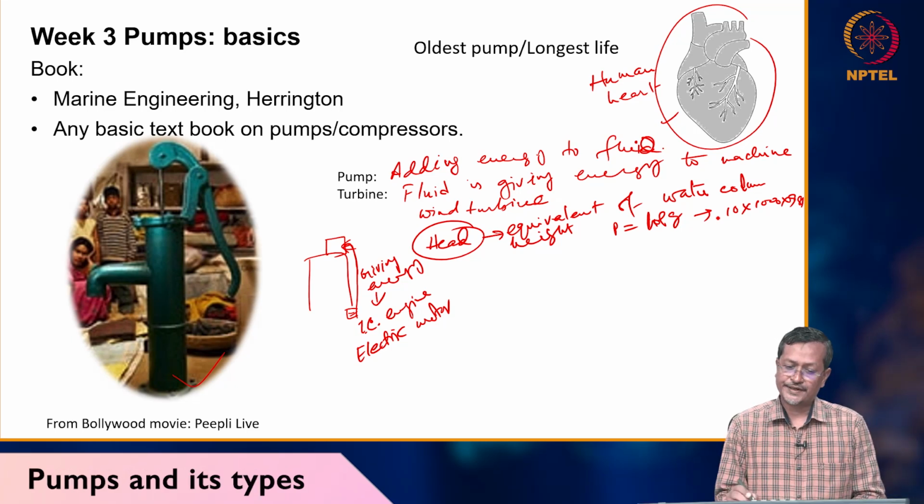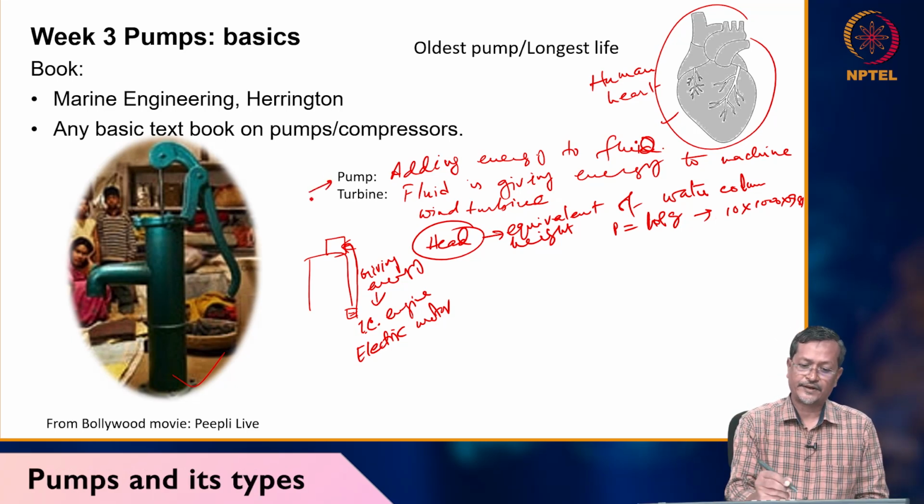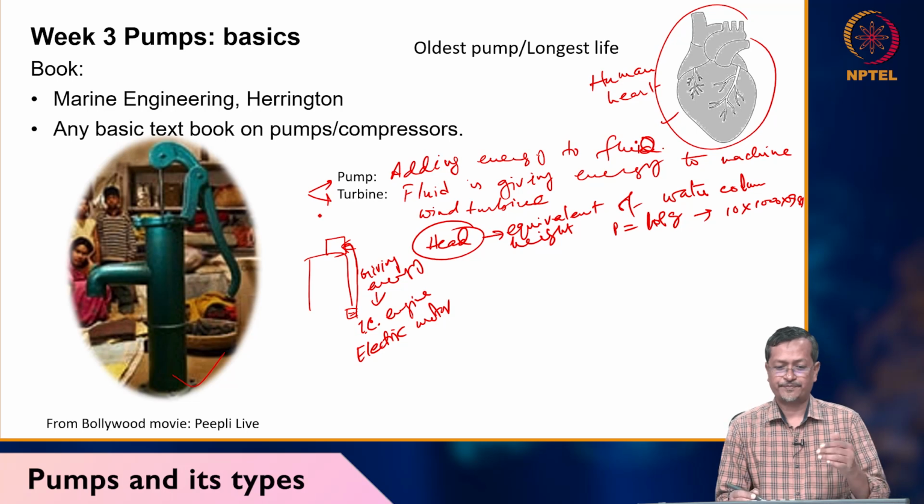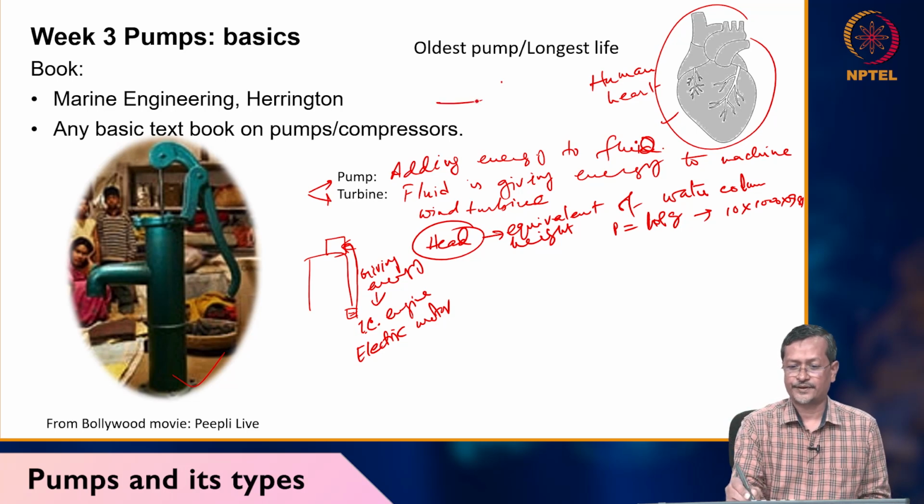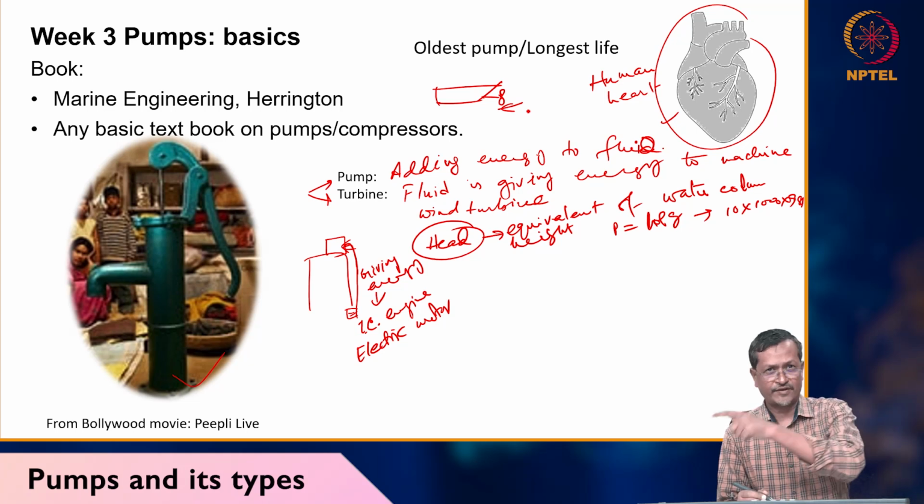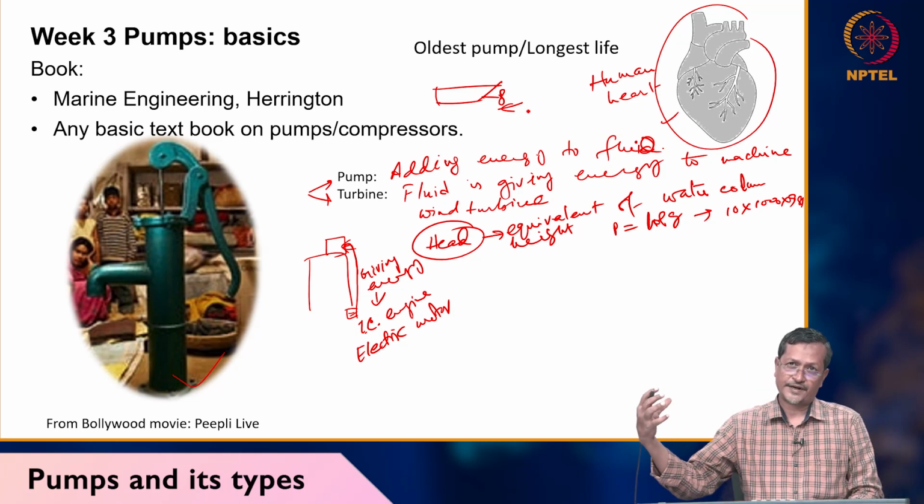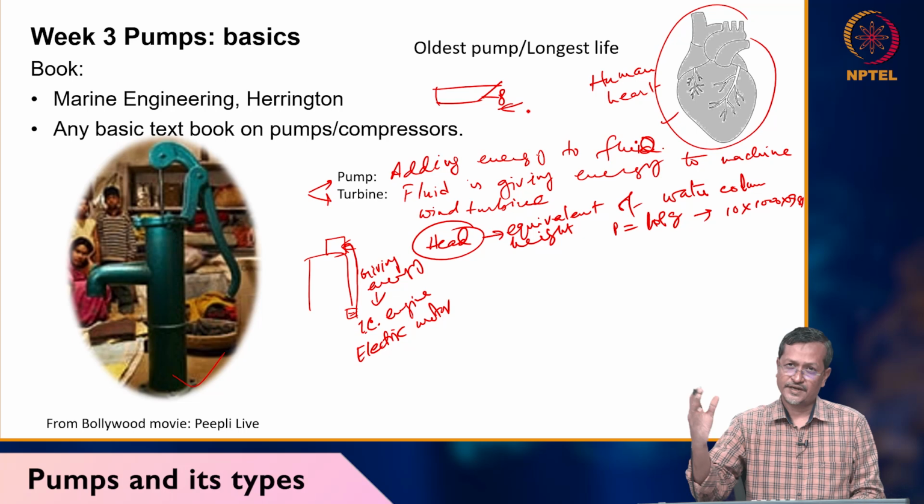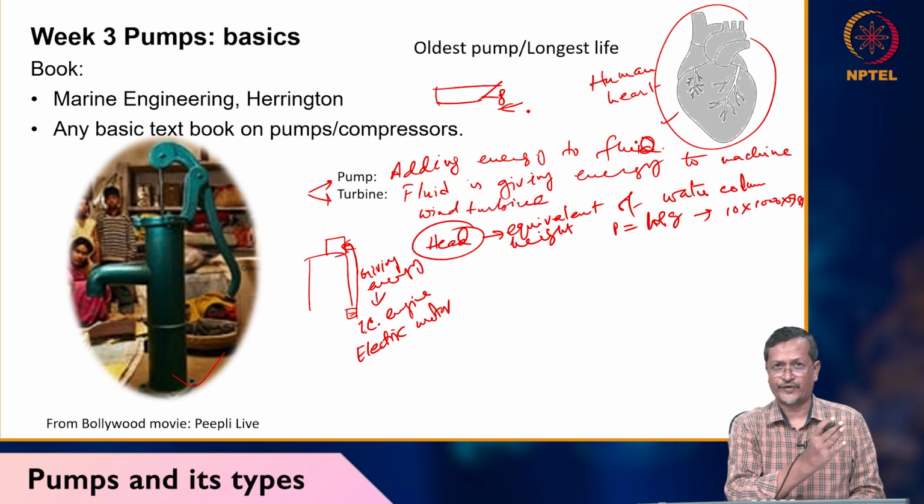Another thing is the propeller. In a ship you will have a propeller. The propeller propels the ship, so it comes under the pump or turbine category. If you see a propeller, you are giving mechanical energy and delivering fluid. The fluid gives a reaction, and because of that reaction your ship will be moving. So it comes under the pumping category.